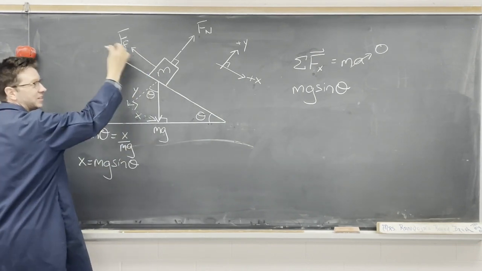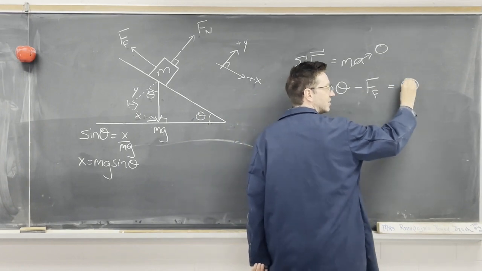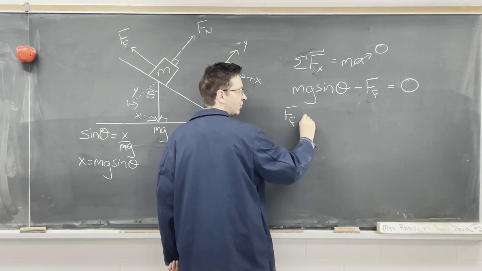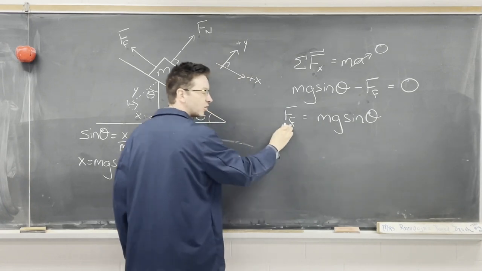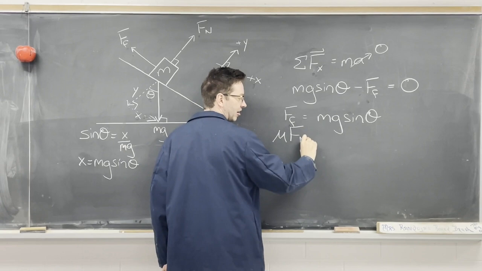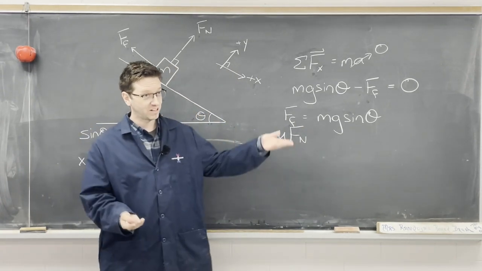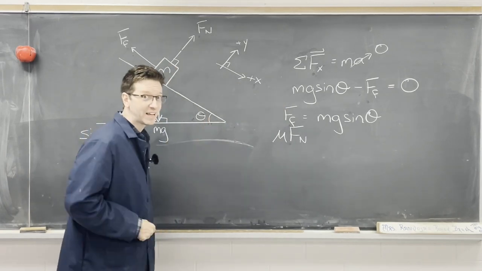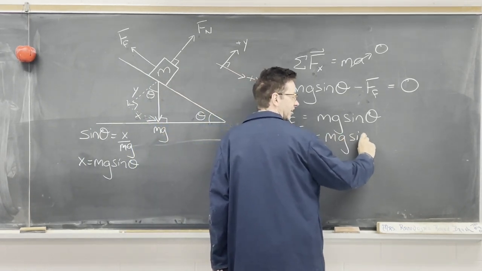Next, we have friction, which has a negative value, so minus friction, and that equals 0. Rearranging, bringing friction to the other side, we know friction is equal to mg sine theta. The equation for friction is mu times Fn. And again, you can change that to mu s or mu k, depending on whether the object is just starting to move or moving at a constant velocity. But we'll do that in our experiment later. And that equals mg sine theta.